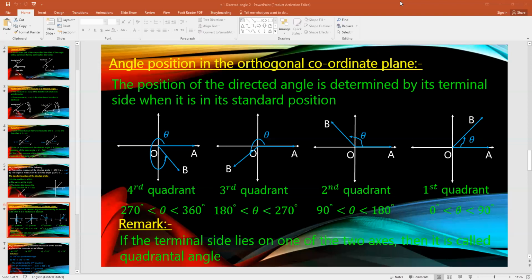And remark: the directed angle BA, BC doesn't equal directed angle BC, BA, because here I have two ordered pairs. The first projection here is BA, but the first projection in the second is BC. Then the two directed angles are not equal.